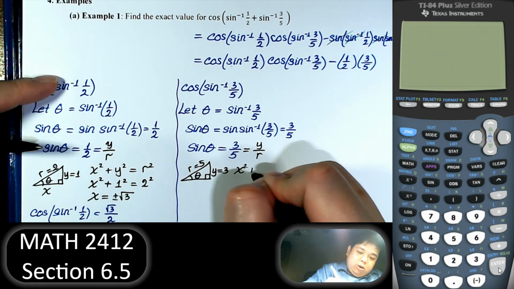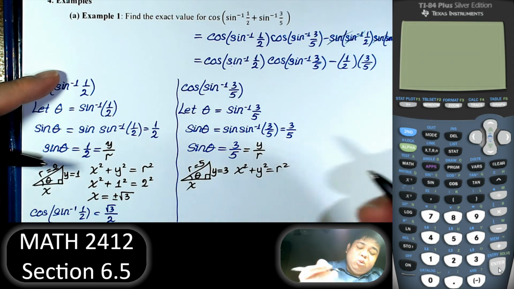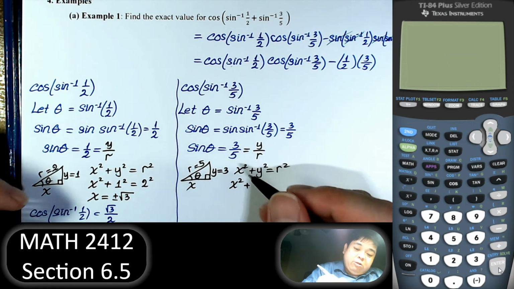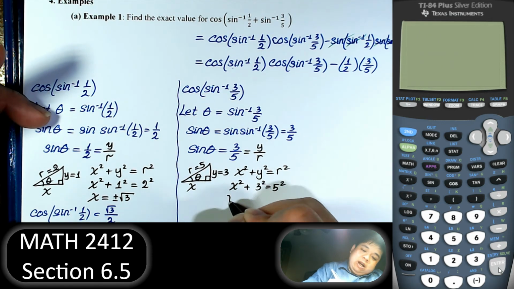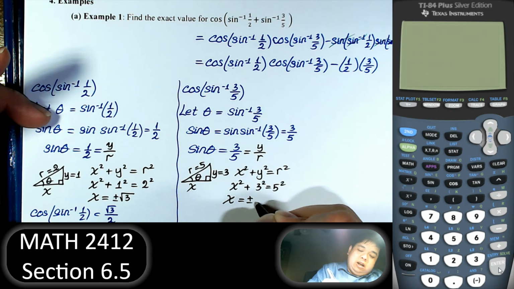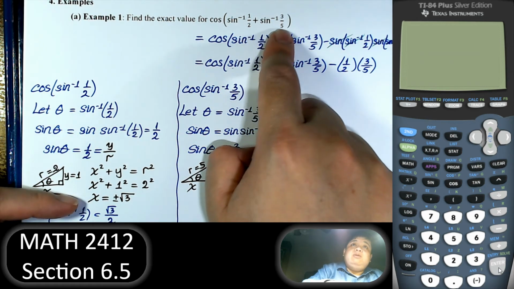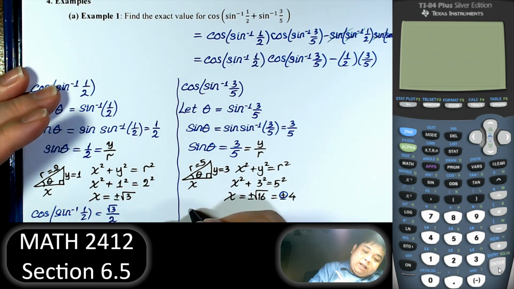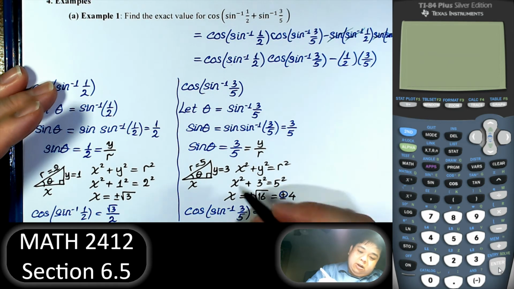So x squared plus y squared equal to r squared, because this is common enough. 3, 4, 5 Pythagorean triple, 3, 4, 5 triangle, right? y squared, 3 squared, 5 squared. So x equal to plus or minus square root of 16, or plus or minus 4. Once again, sine inverse of a positive will be in first quadrant. So we're going to take the positive values, and then we have cosine of sine inverse of 3/5 is equal to x over r.